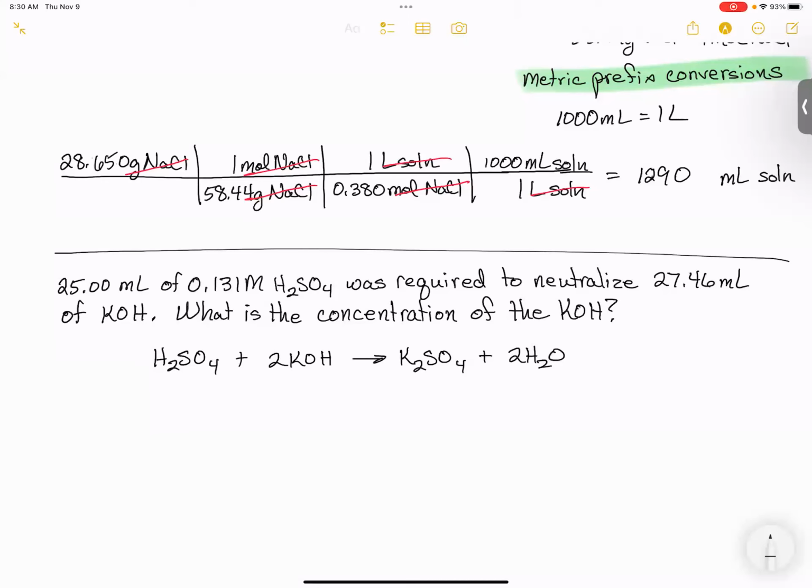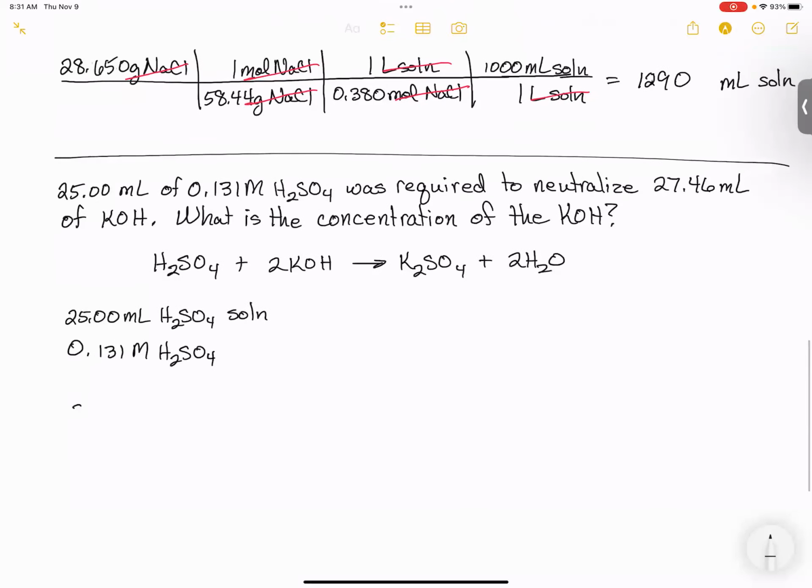Now, let's figure out what I need to do. I have 25.00 milliliters of H2SO4 solution. That is 0.131 molar in concentration. And it neutralized 27.46 milliliters of KOH solution. And we have been asked, what is the concentration, the molarity of KOH?